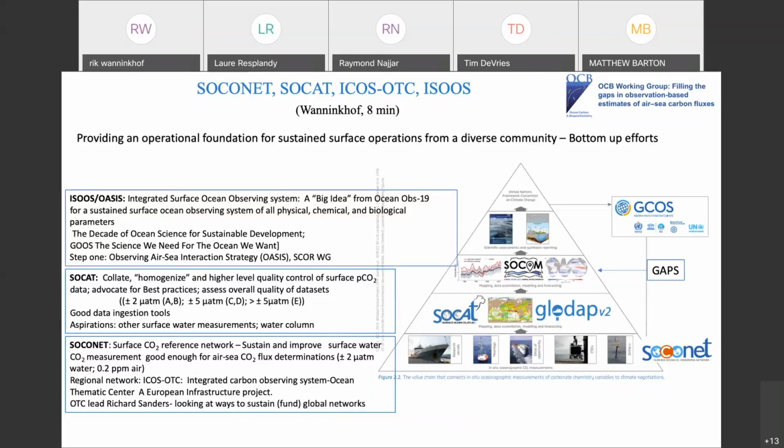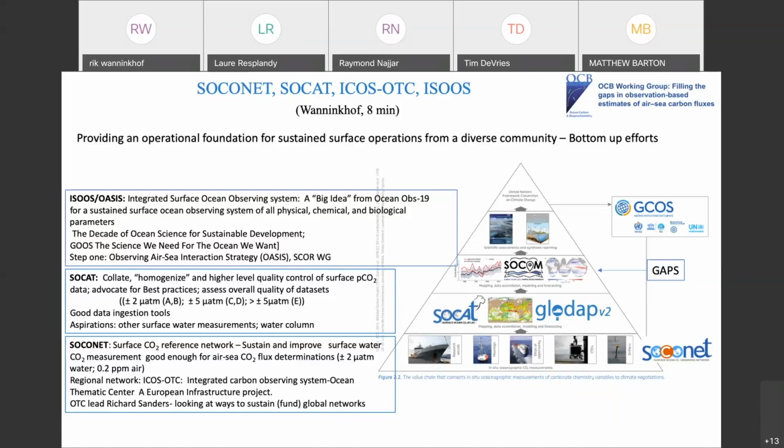And then we advocate best practices and also, as a group, we've boldly decided to qualify which measurements meet certain quality criteria, and we've assigned letters to the different data sets. The best data sets are ±2, the less good data sets are ±5, and then we have data which is greater than ±5. So people who want to use the SOCAT database have an opportunity to pick the quality of data and, of course, the amount of data that they feel is suitable for their purpose.